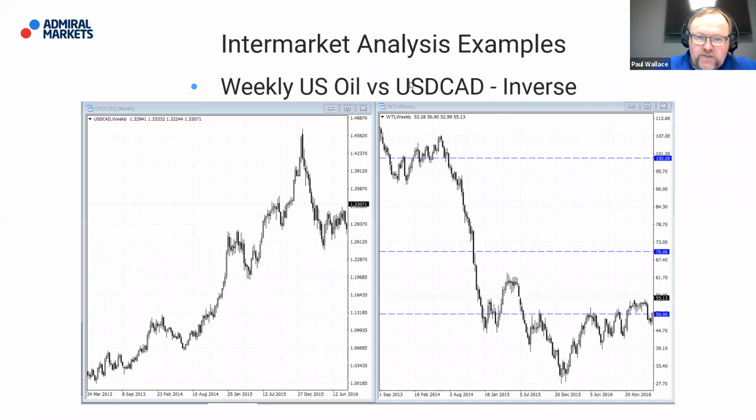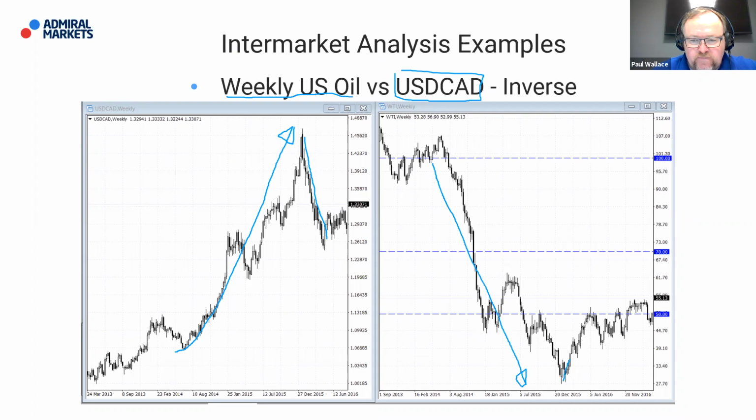So here's the first one we're going to look at. Once again, let me just get our drawing tool up. This is the weekly, U.S. oil versus the U.S. dollar Canadian dollar. The charts are a little bit flipped, but it's the right charts there. We have here the dollar against the Canadian dollar. We can see that has been a very strong uptrend, followed by a strong move down. Whereas here on the oil, oil prices dropped, and then we've seen the oil prices strengthen towards the end.